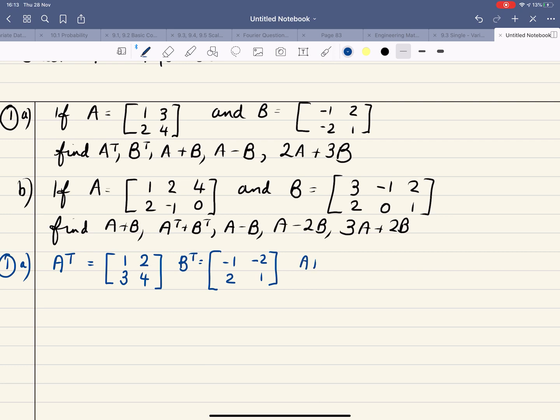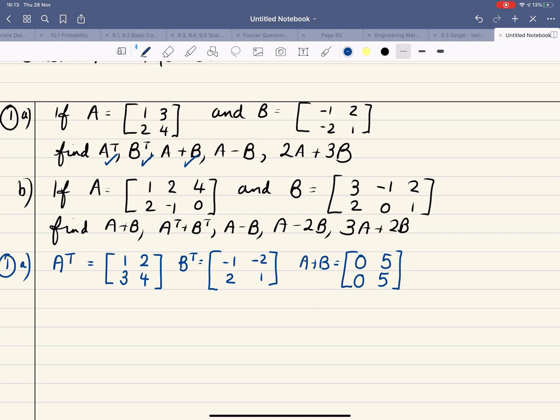A plus B. So what we do here, we add that one with that one. 3 and 2, the 2 and minus 2, and the 4 and 1. So 1 plus minus 1 is 0 on the top left. 3 plus 2 is 5. 2 plus minus 2 is 0. 4 plus 1 is 5 there. So I've done that one, and that one.